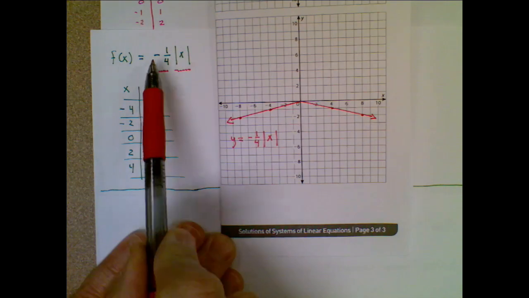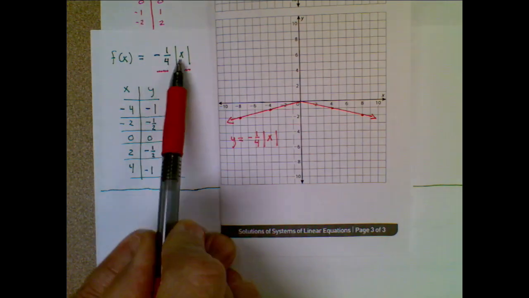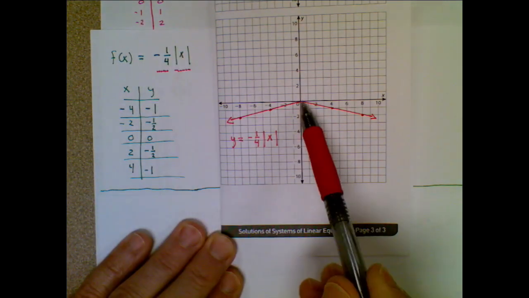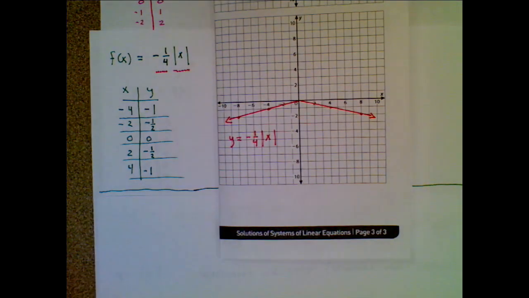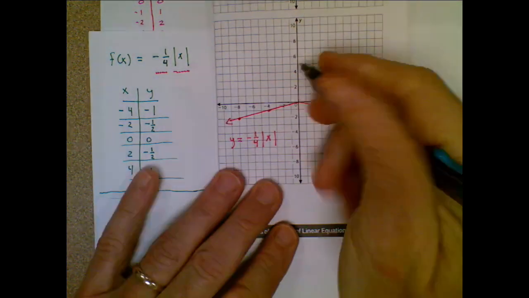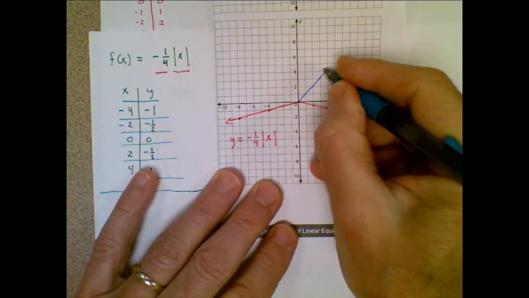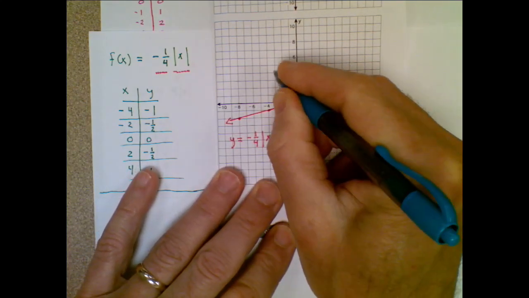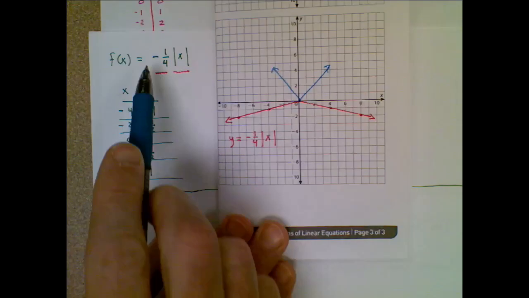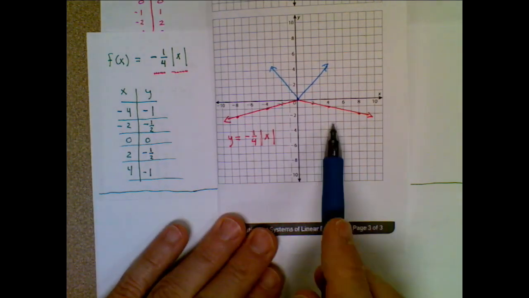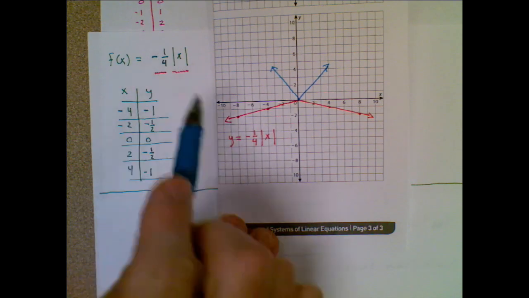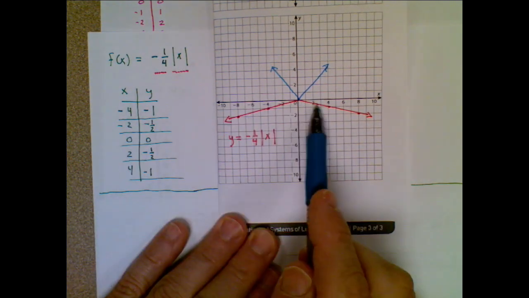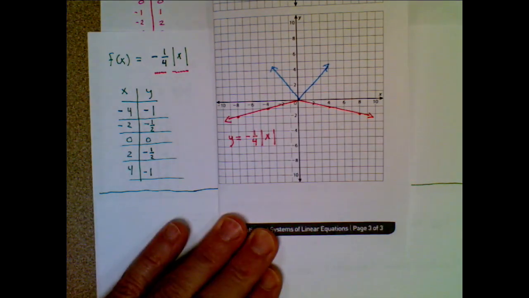In this case, the negative on my coefficient made the absolute value graph open downward. Remember, the parent graph would look like this, opening upward. So the negative made my new graph open downward. Also, because the a was smaller than 1, this made my graph much wider than the parent graph.